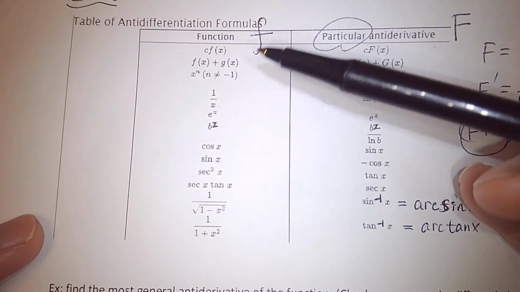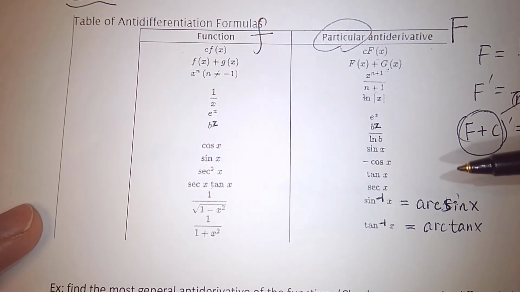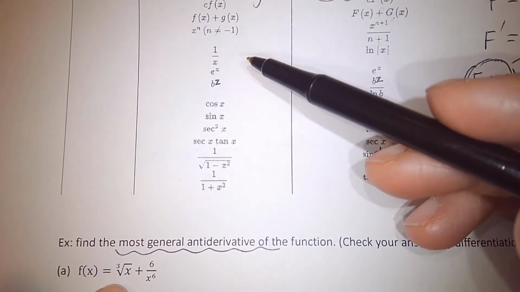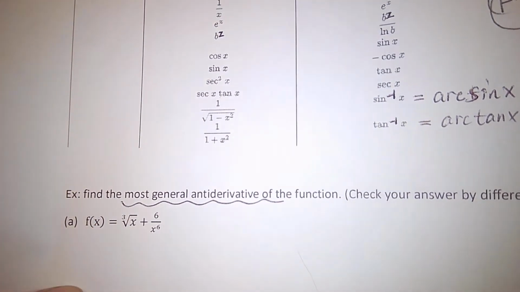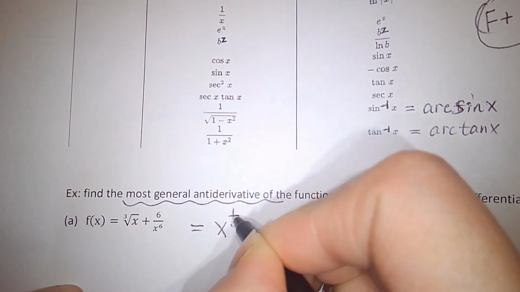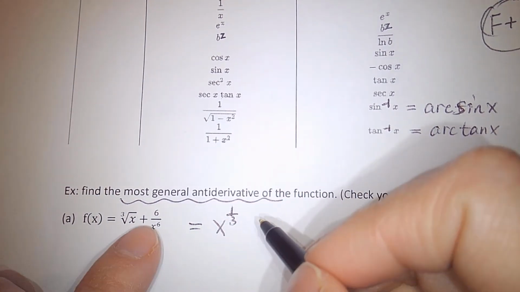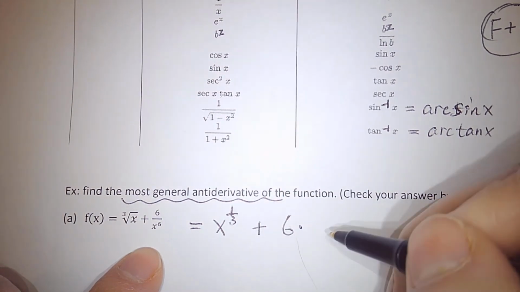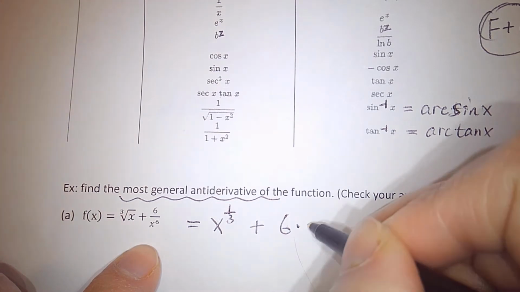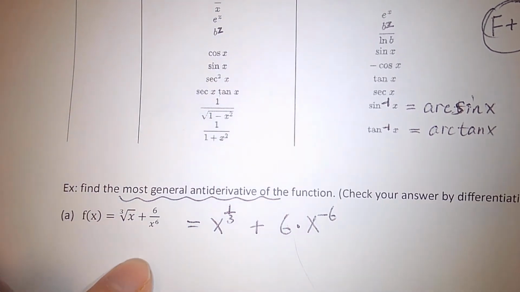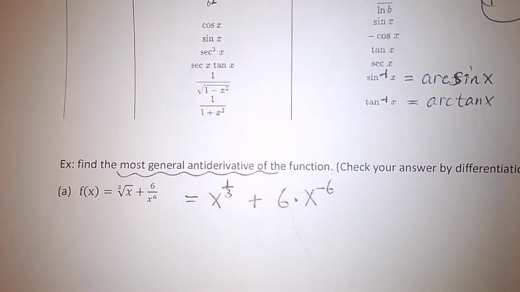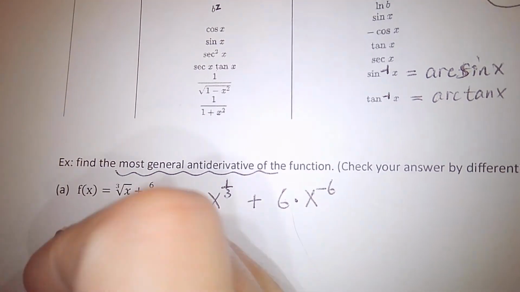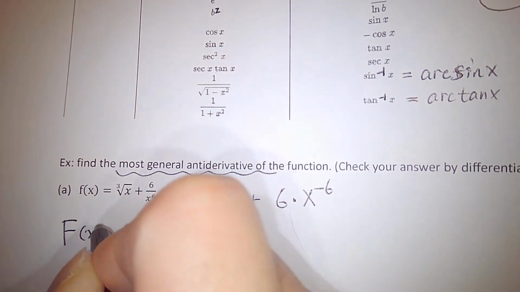Are we able to use any formulas from the table? Excellent! Yes, right. Because cube root of x equals what? X to the 1/3. This is n is 1/3. Plus 6 over x to the 6th power can be written as 6 times what? What is 1 over x to the 6th? X to the -6. You guys agree with that? So we have either n equals 1/3 or n equals -6, right? So what will be the antiderivative?